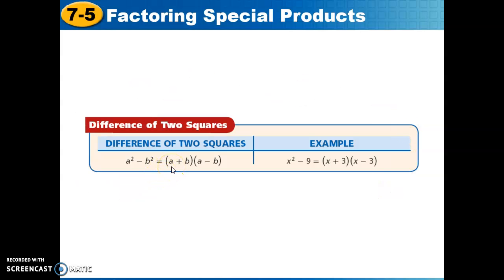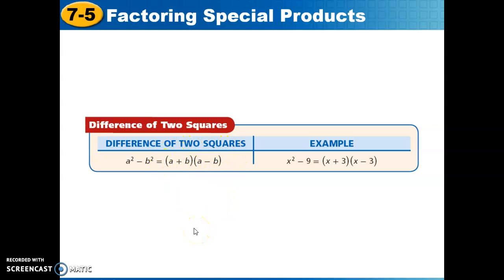So again, if you recall back, we started off in chapter 6, we had a plus b times a minus b. And when you were to FOIL that or know the special case, you would come up with a squared minus b squared. So now we're starting off with a difference of two squares. We're starting off with a squared minus b squared. And when we factor it, we get a plus b times a minus b.